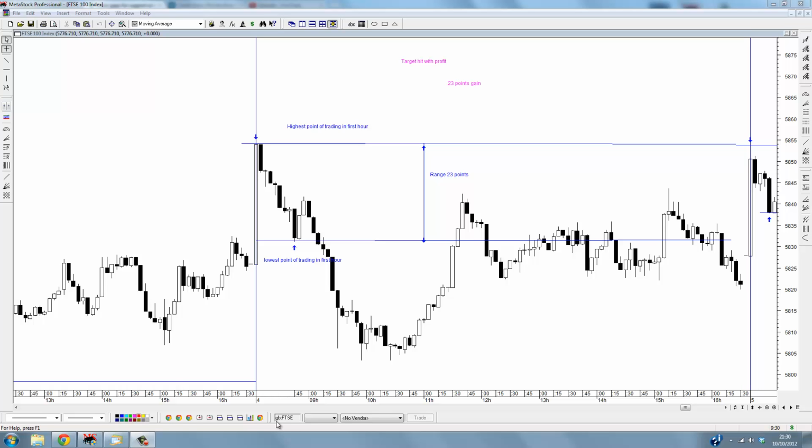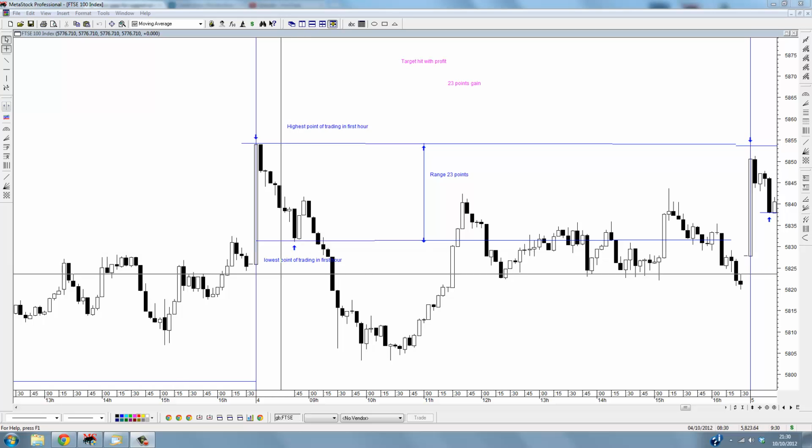The rules are the first hour of trading. I'll give you an example. Here's a chart of the FTSE 100. From here to here, it's basically a whole day's worth of candles, and this is based on a 5-minute chart.